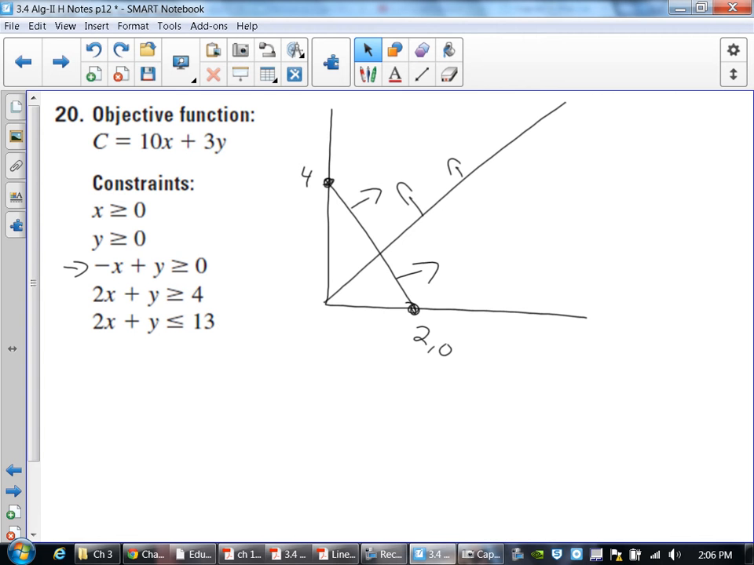Okay? I also have this point where they both ran into each other. Since I know that this is x equals y, I can substitute into here rather easily. I get 3x is 4. X is 4/3. Therefore, y is 4/3, for that first ordered pair. I do it again with the other one. 2x plus y is 13. I have a y-intercept of 13, and an x-intercept of 13 over 2, which is 6.5.